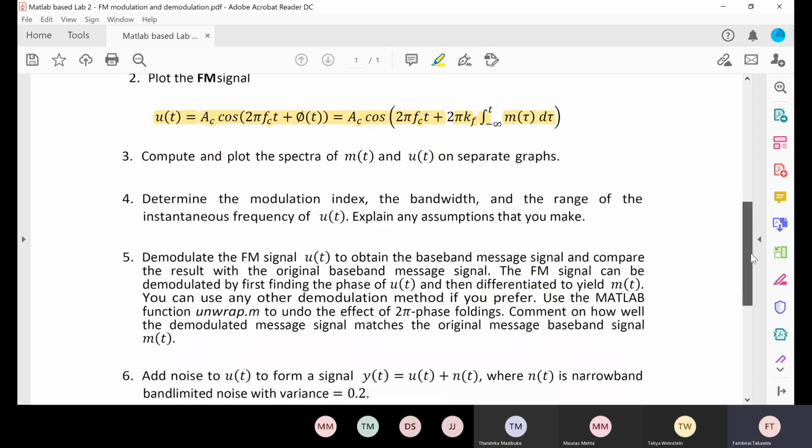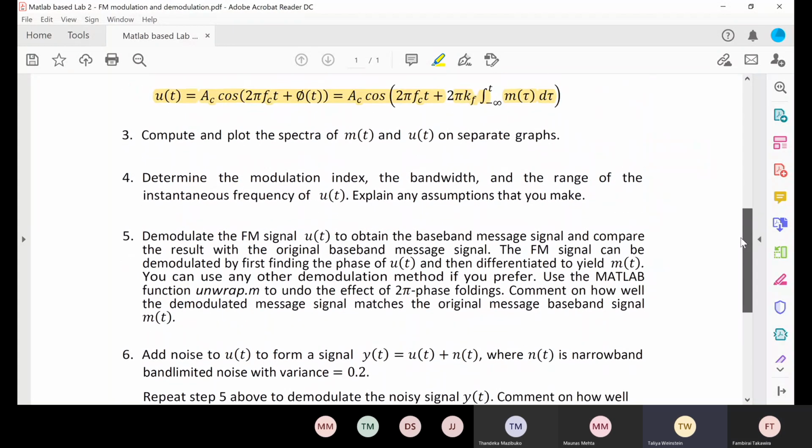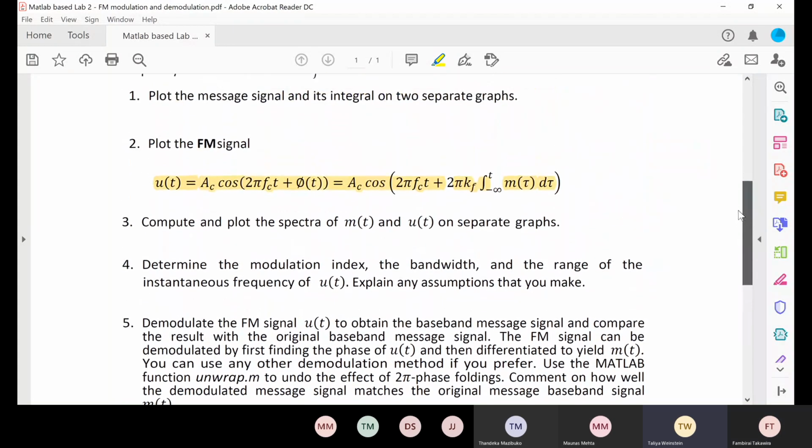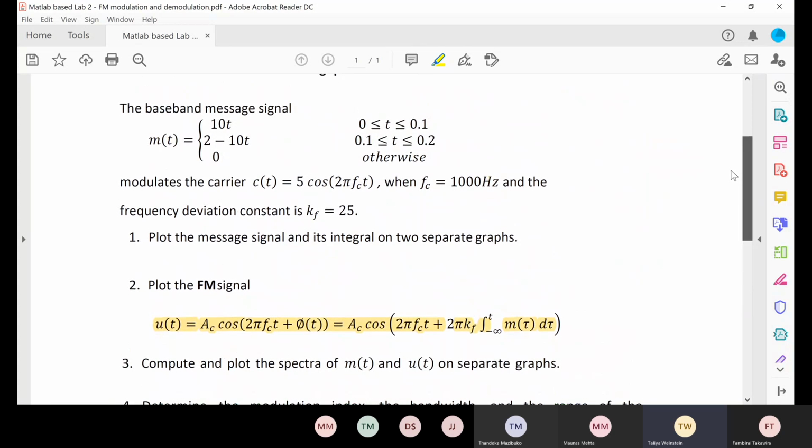Okay, and your other question was? Just with regards to the limits placed on M of t, there's a double definition of the one limit. I just wanted to check. So in the actual definition of the baseband message, the 0.1 is defined for both segments, so for two instances, it's included.